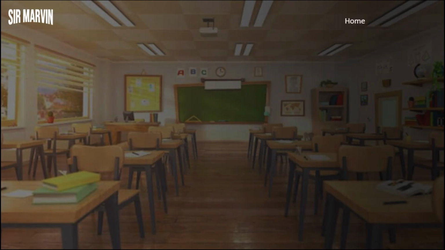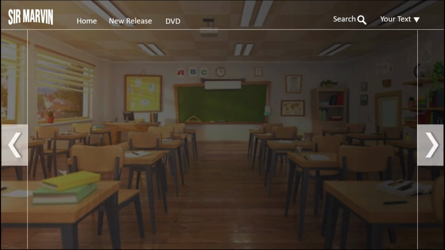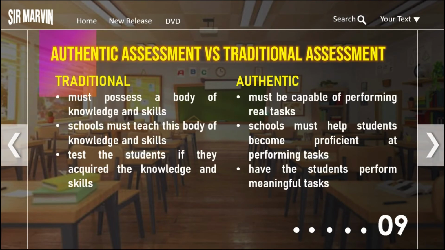Okay, so now let's compare traditional and authentic assessment. So sa traditional, it must possess a body of knowledge and skills. Okay, so dito yung mga basic skills, basic knowledge yung tinuturo. Okay, more on remembering, more on low-level thinking skills. Sa authentic naman, must be capable of performing real tasks. So, ang goal naman nito is dapat ang mga students ay ma-perform nila, ma-apply nila sa totoong buhay or in the real world yung kanilang natutunan.